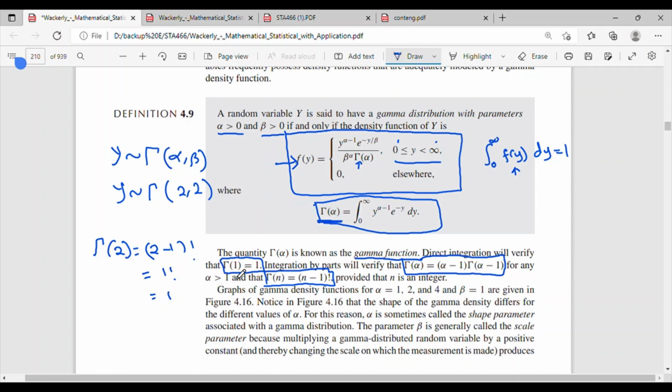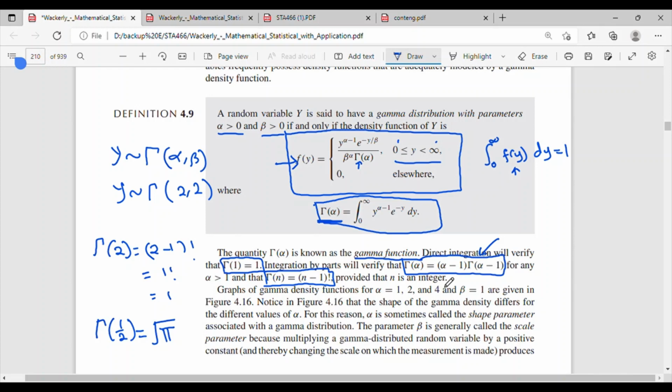And then later, when we want to derive the MGF and so on, we will use this part too. Okay, so you should know all of this. One more thing, you should know that gamma of 1/2 equals the square root of pi. Okay, you also should know this. Gamma of half equals the square root of pi.